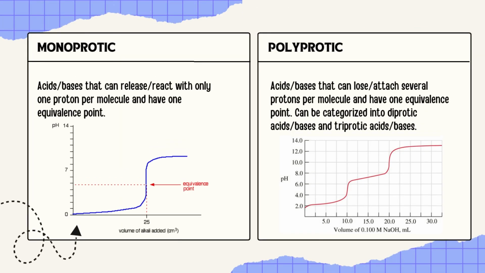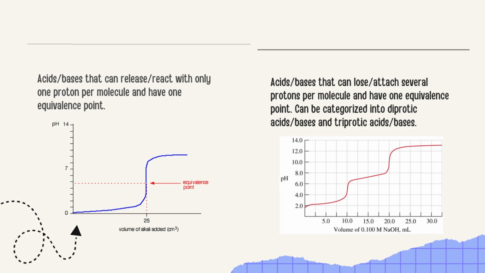Some acids can donate one proton per molecule. These are called monoprotic acids, like HCl. Others, known as polyprotic acids, can donate more than one, like hydrogen sulfate. Titration curves of polyprotic acids have multiple equivalence points due to their stepwise dissociation.